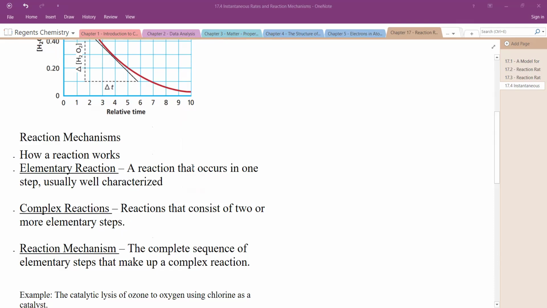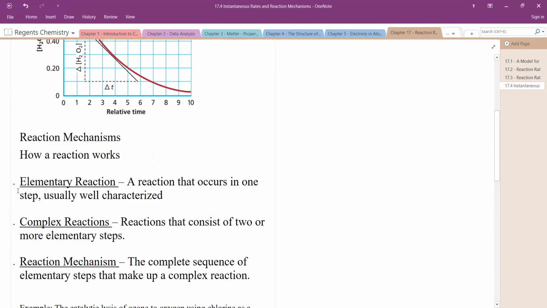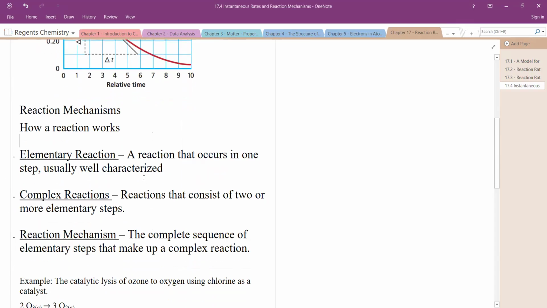Now, I want us to get into a little bit more of a specific breakdown of how reactions work, and that is reaction mechanisms. We have things called elementary reactions, and they are just like they sound. They are simple. This is a reaction that occurs in one step, and usually these are well characterized because a lot of chemists have worked on these for a long time. We also have things called complex reactions. These reactions consist of two or more elementary steps combined.